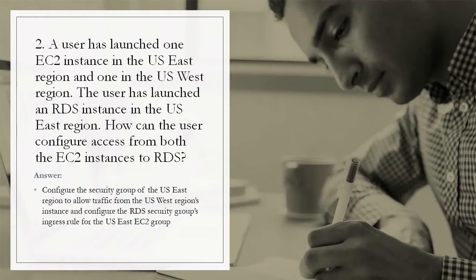The user can authorize an IP range or specify an Amazon EC2 security group in the same region that refers to an IP address in another region. In this case, allow the IP of US West inside the US East security group and open the RDS security group for the US East region.